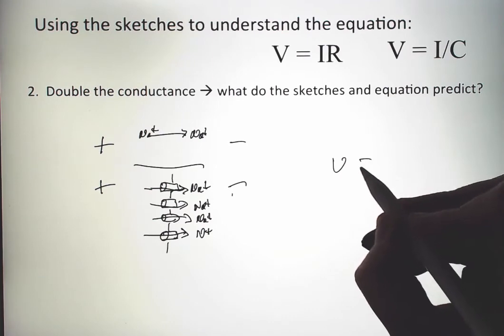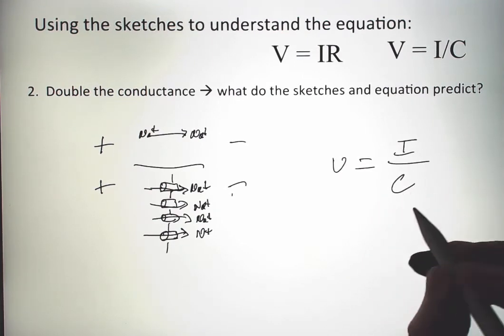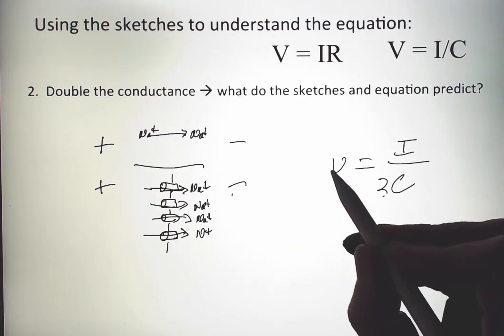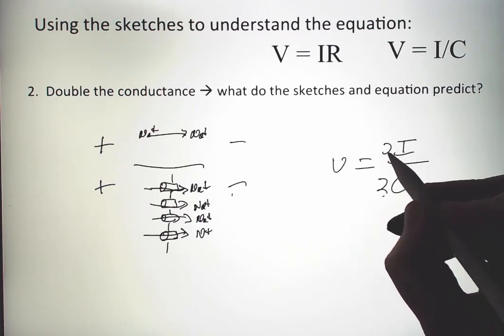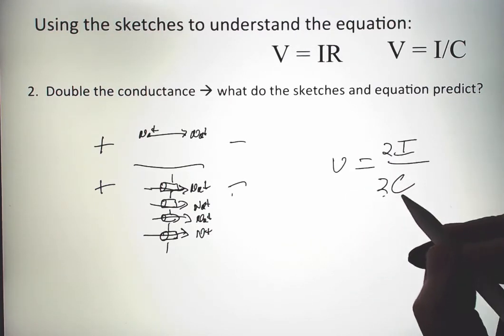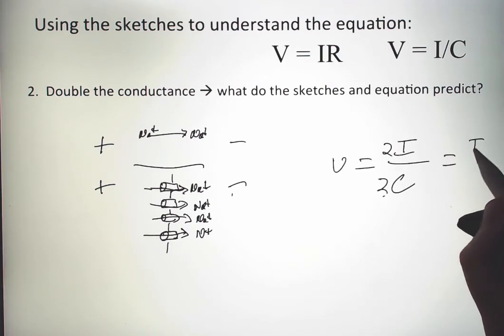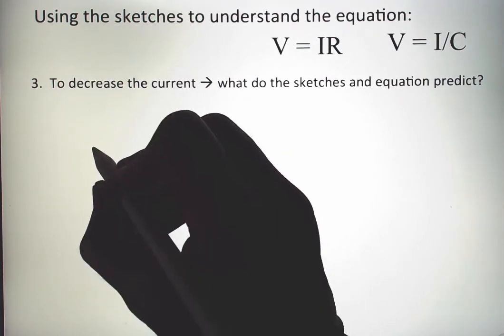If we look at V equals I over C, if we double the conductance and we've kept the voltage the same, the only possible outcome is that we've doubled the current. 2I over 2C equals the same as I over C. What if we decrease the current?